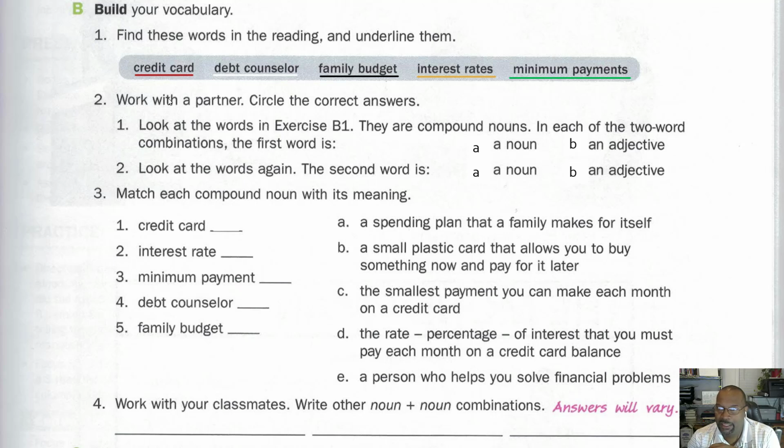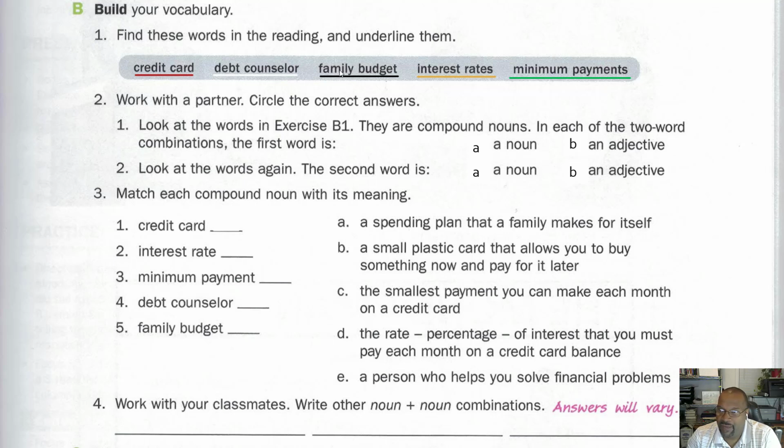Second one is debt counselor. Debt counselor. We don't pronounce that B. We don't say "debit counselor" for this word, okay? It's debt counselor.